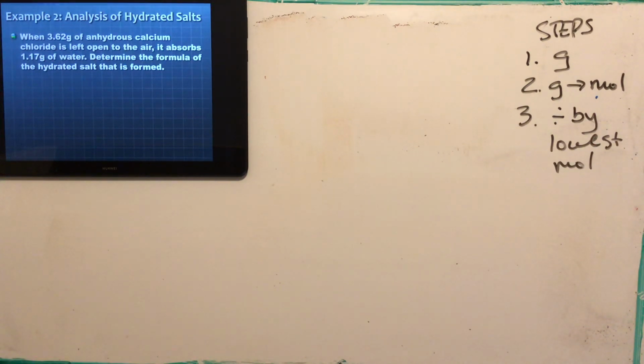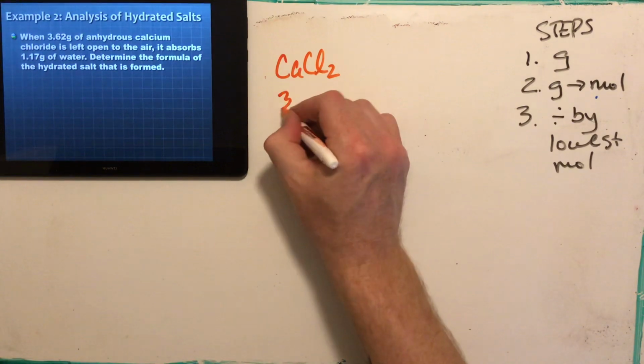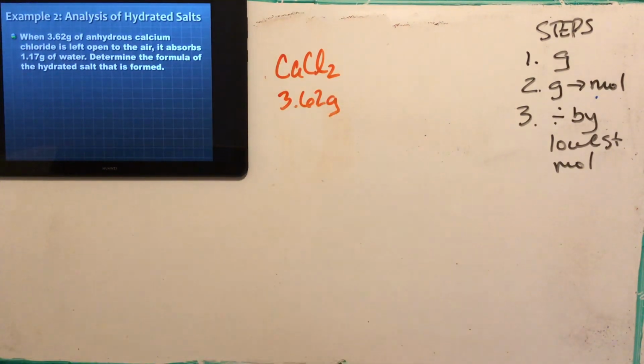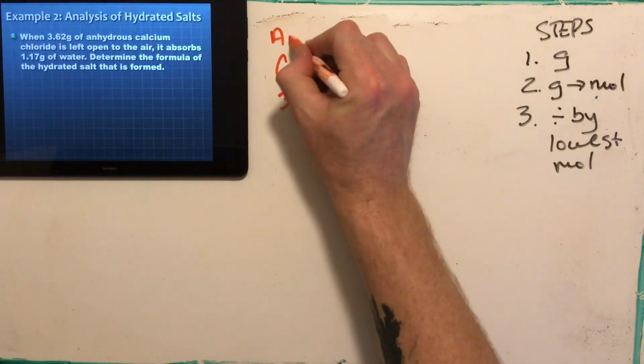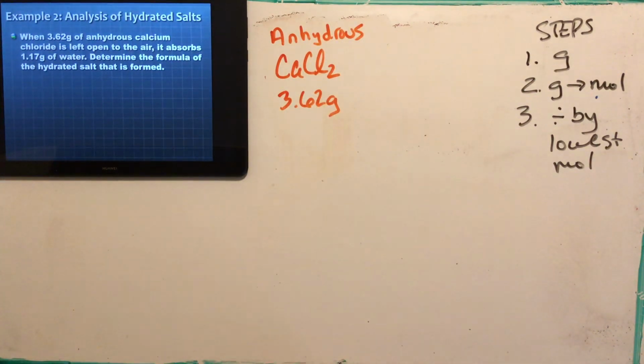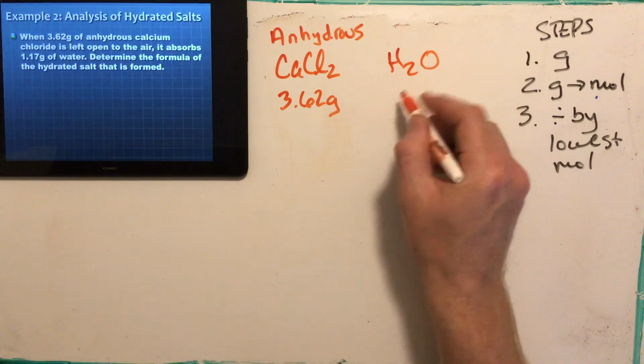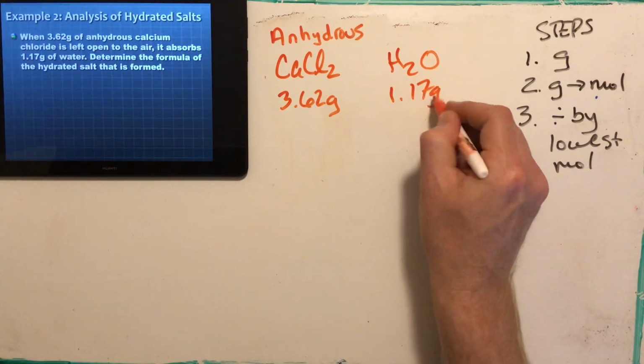So, number 2. It says when 3.62 grams of anhydrous calcium chloride, so it has calcium chloride, and there's 3.62 grams. And it said anhydrous, which means the water's not with it. So it's just the calcium chloride. When it's left in the open air, it absorbs 1.17 grams of the water.